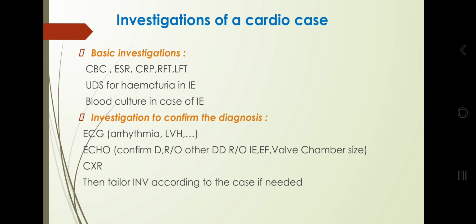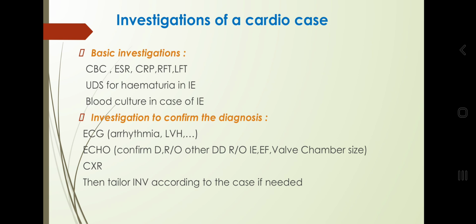Investigation of cardio cases. The majority of investigations will be basic investigations in the form of CBC, inflammatory markers like ESR and CRP, which will be high in infective endocarditis, renal function, and liver function. You may need urine analysis for hematuria in case of infective endocarditis, and blood culture in case of suspicion of infective endocarditis. Investigations to confirm the diagnosis, most importantly to mention ECG and echo.